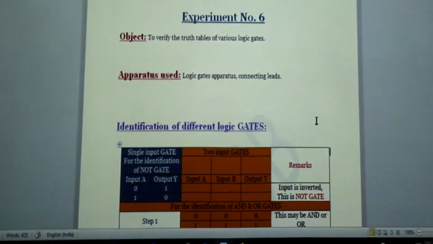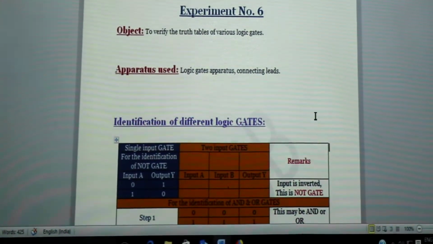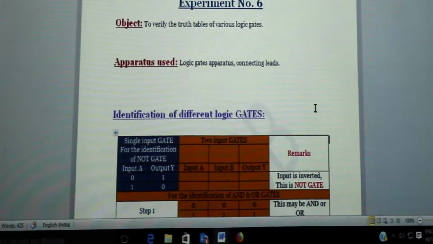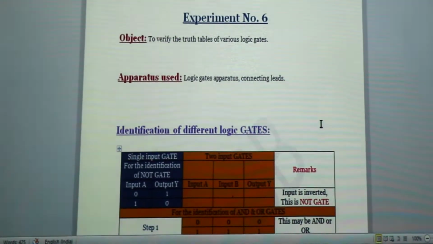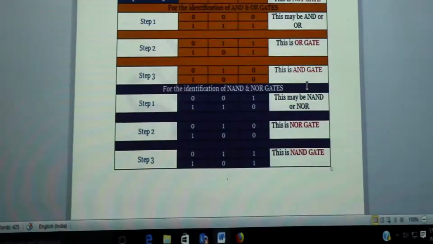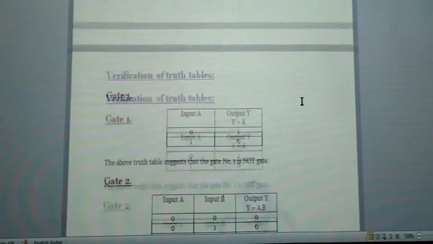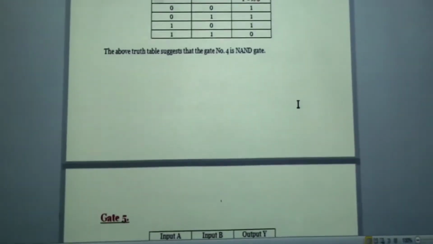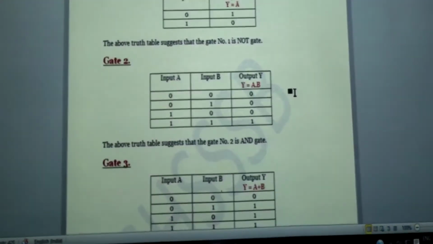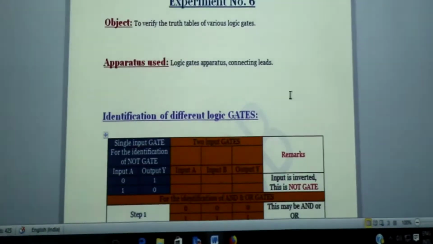Okay, so this is experiment number 6. The object of the experiment is to verify the truth tables of various logic gates. You have to write a write-up in your copy, and I show you that this is the write-up. You have to write on your file. So you have to start from here.